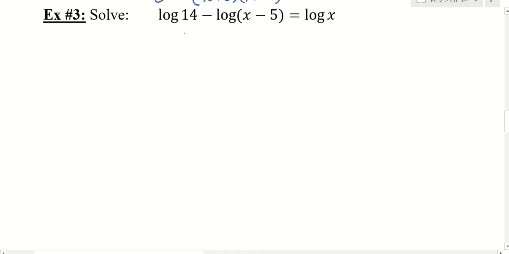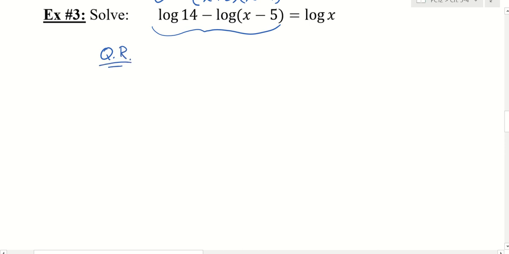So this next example here, we have log of 14 minus log of x minus 5 equals log of x. Is there some value of x we could plug in here to make this equation true? What value of x might that be? Well, let's play around with this a little bit. First of all, one thing we can do is look at this difference of logarithms and apply the quotient rule. So I'll just write that off to the side. I didn't before when we applied the product rule, but let's try to keep track of what we're doing here.